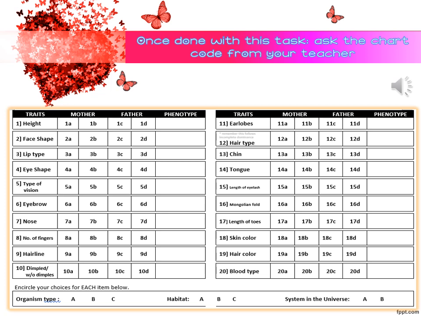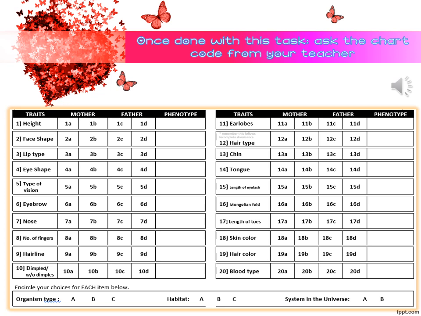Now, let's say number 2, face shape. I will choose 2A, so I will color 2A. And for father, I choose 2C, thus, I will color 2C. How about you? What would be your choice? Please do this from items 1 to 20. This task is individual.